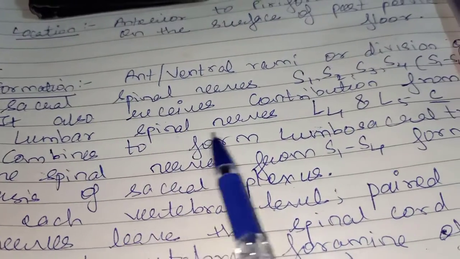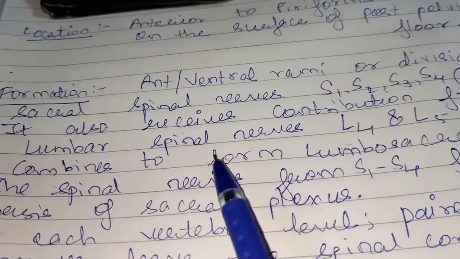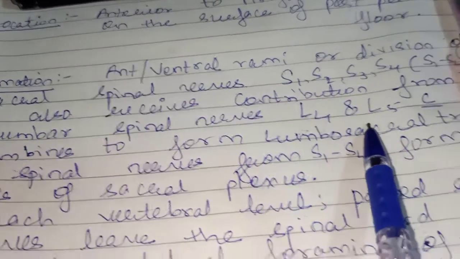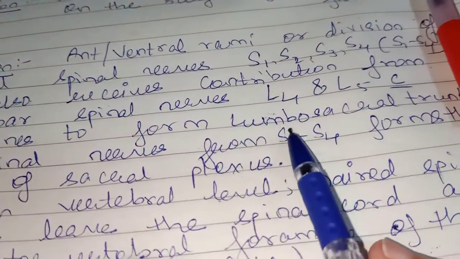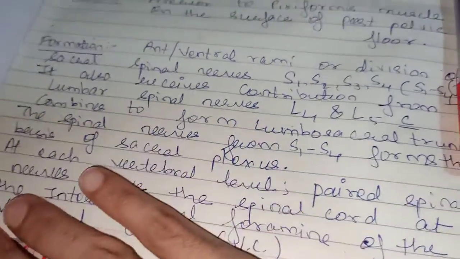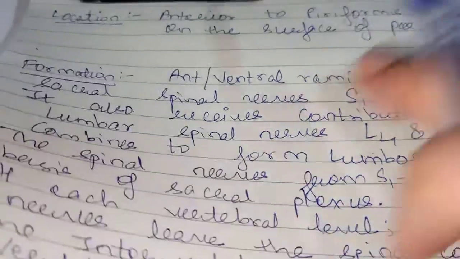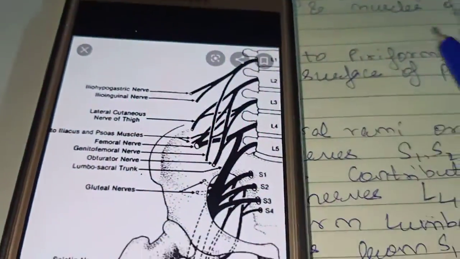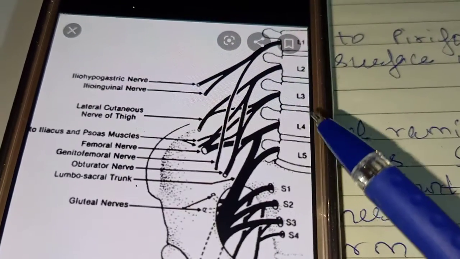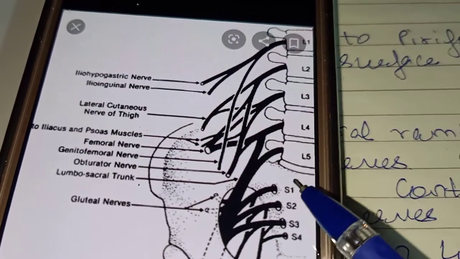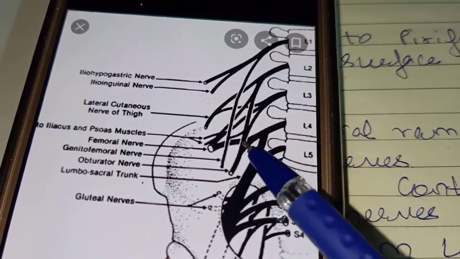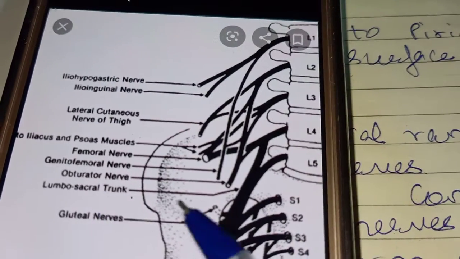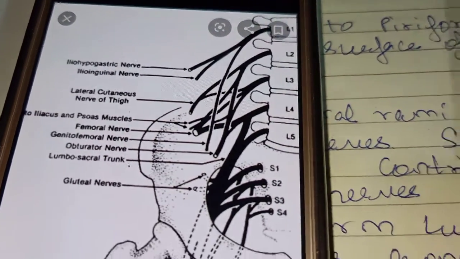It also receives contribution from the lumbar spinal nerves L4 and L5, which combine to form the lumbosacral trunk. So it also receives the L4, L5 nerves. You can see L4, L5 and S1, S2, S3 and S4. This is all forming the lumbosacral trunk.